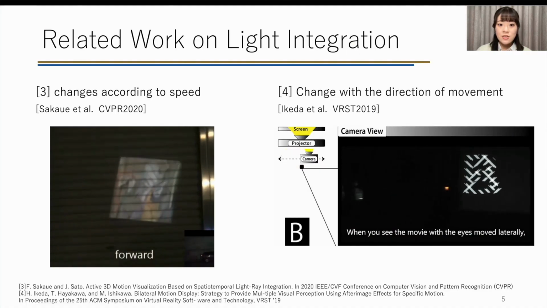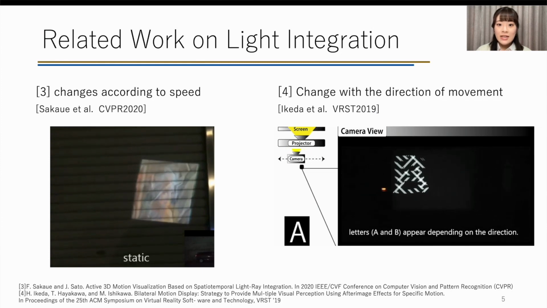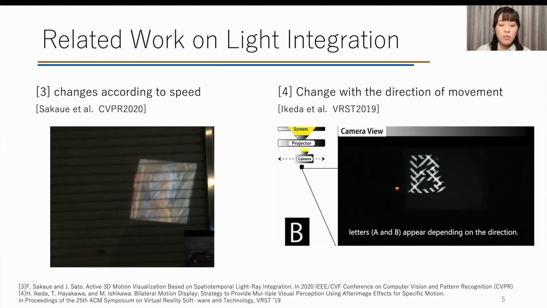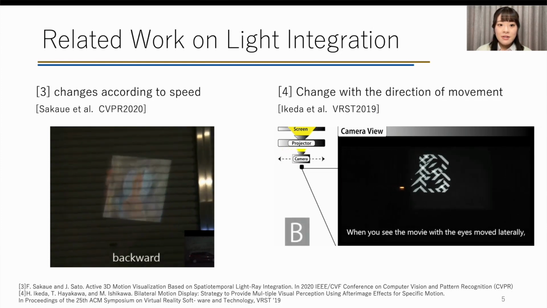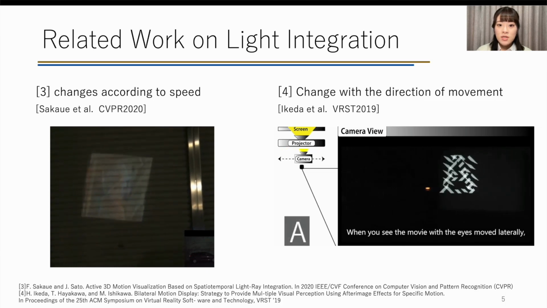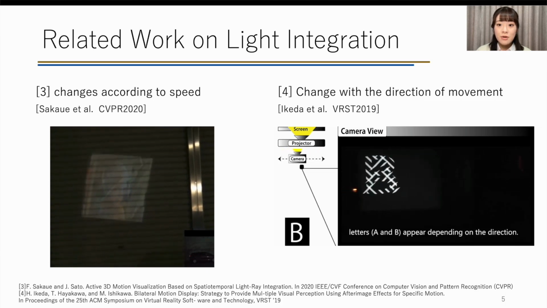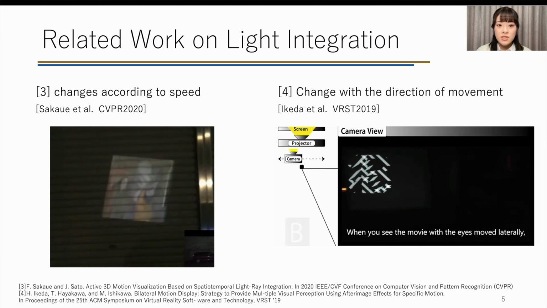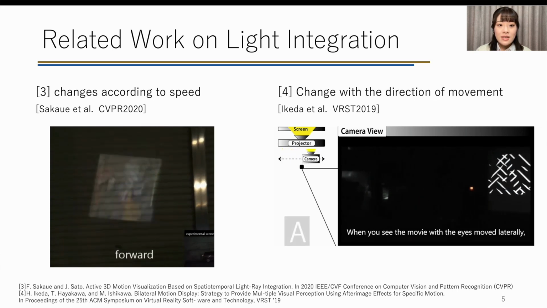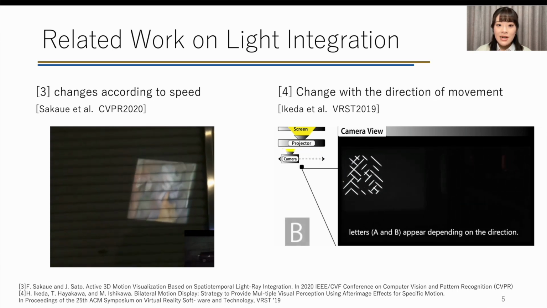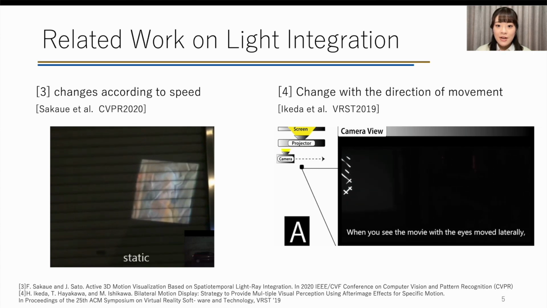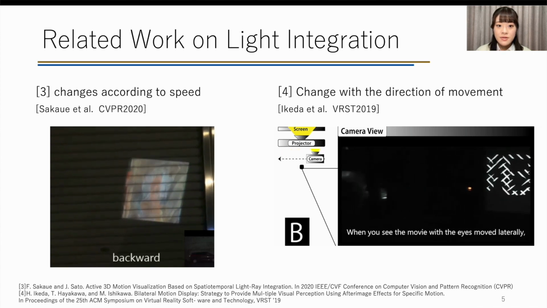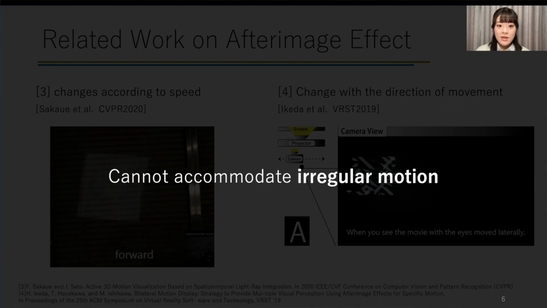One method that does not require eye tracking is to change the image depending on motion state. Light integration in MOSion makes it possible to change the image depending on the speed and direction of motion as shown in this slide. These studies use light integration and the afterimage effect over a certain time period. However, these studies cannot accommodate irregular motion due to the restrictions.